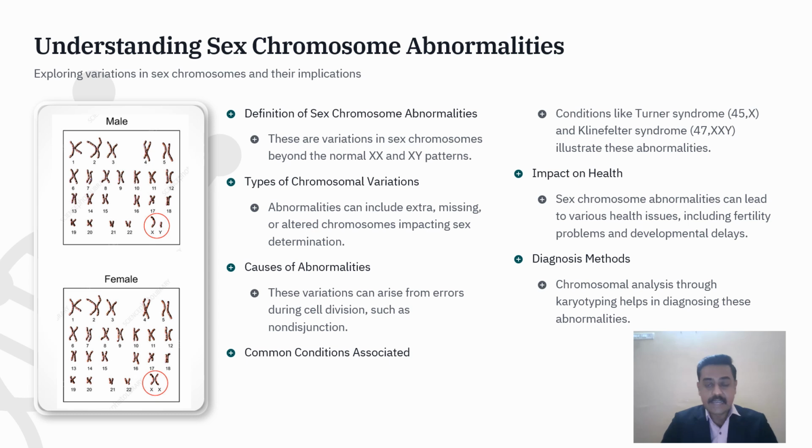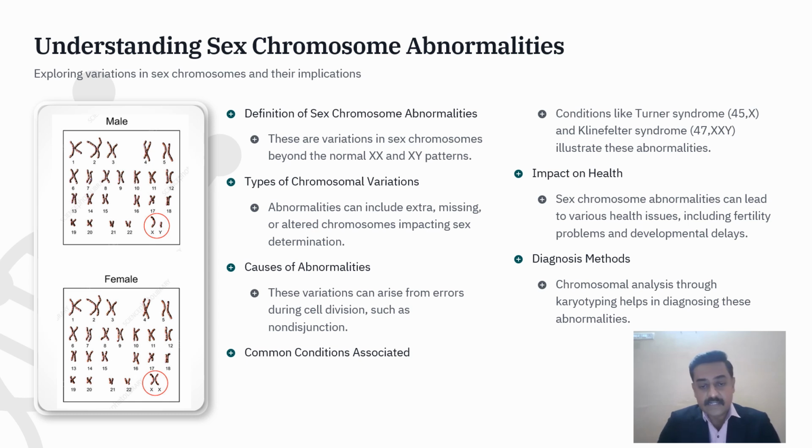The abnormalities can happen due to the presence of an extra chromosome, a missing chromosome, or even an altered chromosome. What could be the cause of such an abnormality? The variations can arise whenever there is an error during cell division, due to a mechanism called non-disjunction of the chromosomes. These abnormalities can cause numerous structural changes and lead to a variety of medical, developmental, and psychological conditions.